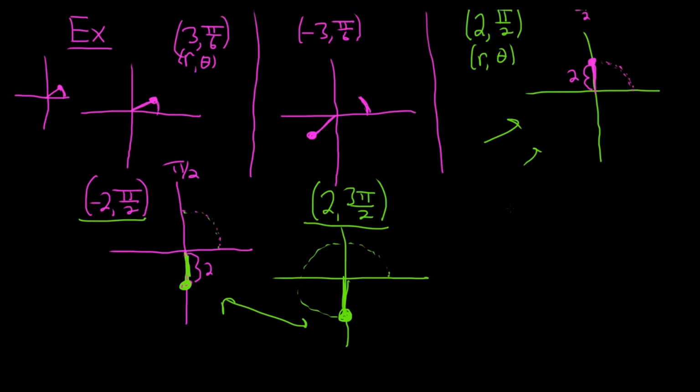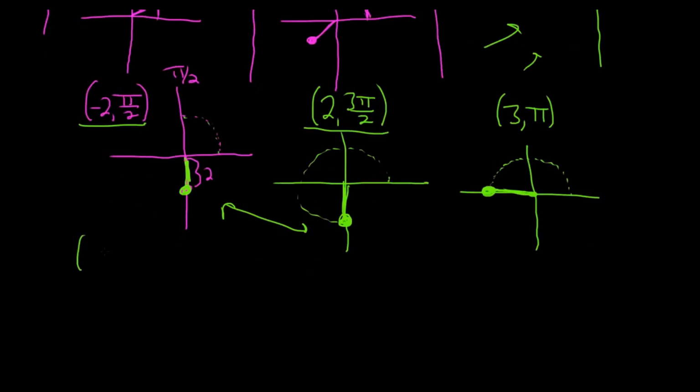Let's do another one. Let's try 3 comma pi. This first says you travel pi, so you would go this way over here like this. And then 3, so here you are, 3. One more. Let's say we had negative 3 comma pi. First you travel pi, so we're here. But then it's negative 3, so you go the other way, so now we're here. So it's opposite. If it's positive, you go to where it is. If it's negative, you go the other way.